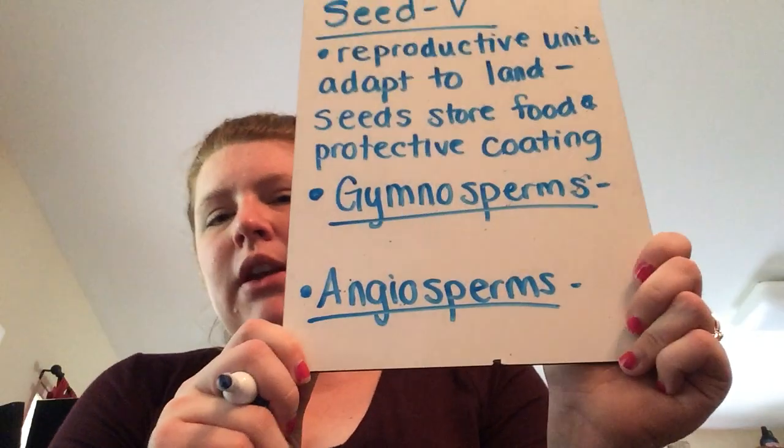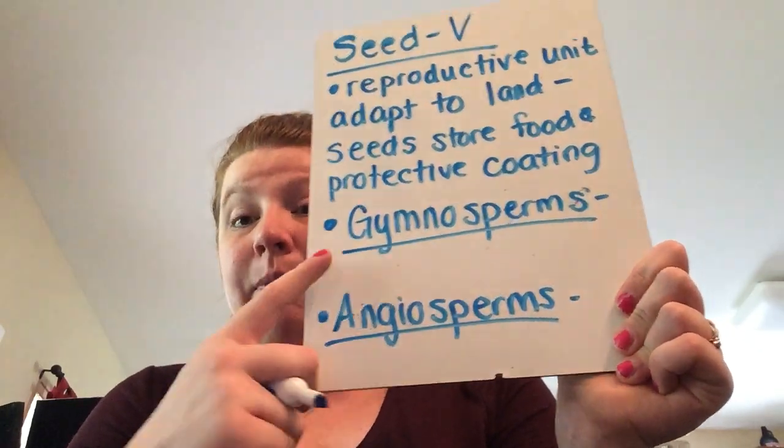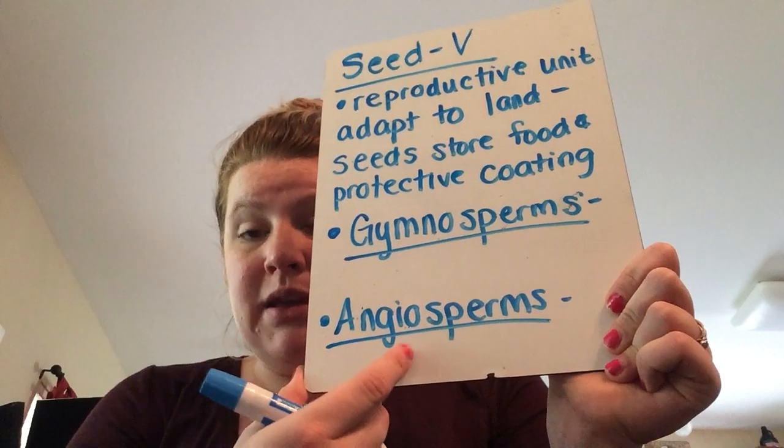Oops, misspelled that word. I do apologize. Okay, so here's how you spell them. There are two types, gymnosperms and angiosperms. Now, to really help you out, angio means flower. So we're going to write flower underneath it.